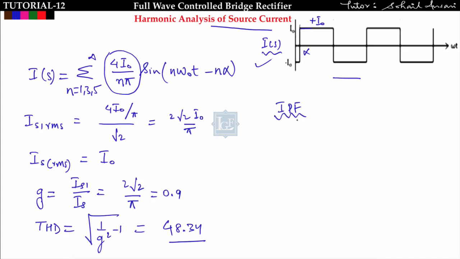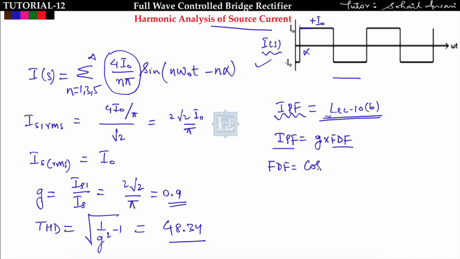To find the input power factor, I told you the procedure: always put P in equal to P out. You can find it like that also. And the input power factor I have derived in the previous lecture, lecture number 10b. If you have gone through it, then I derived that the input power factor is nothing but G into the fundamental displacement factor, where the fundamental displacement factor is nothing but cos of the angle between the fundamental source voltage and the fundamental source current.